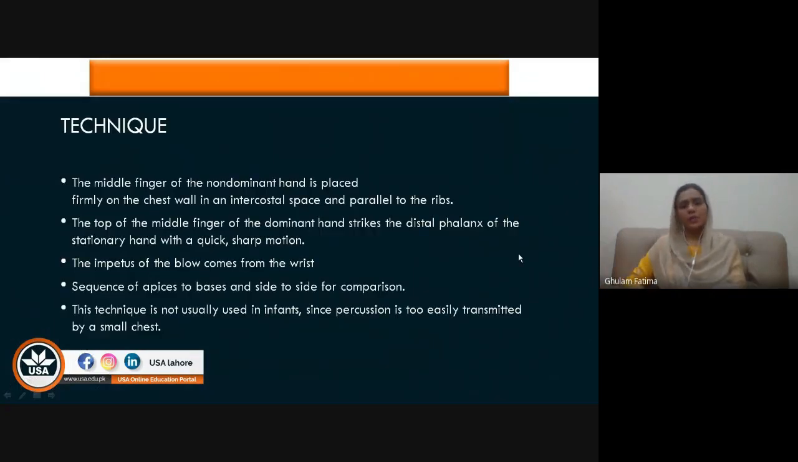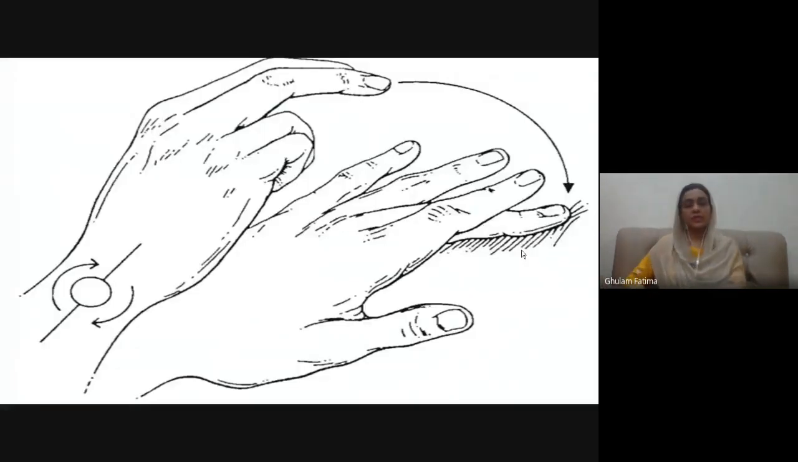So, what is the basic technique? Simply, this is the basic technique. You will put your flat hand, and the middle finger will be placed in the intercostal space between two ribs.